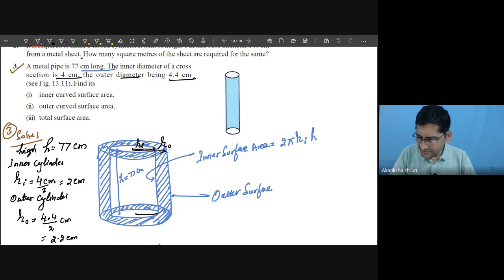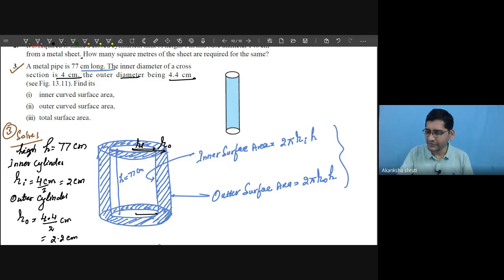For outer surface area, what do we need to use? The outer cylinder, so 2 pi r out and their height h. This way the curved surface area, meaning inner curved surface area, is calculated. Outer curved surface area. So these two are the curved surface. Okay, now these two are the curve.